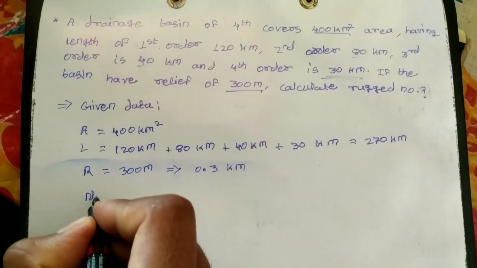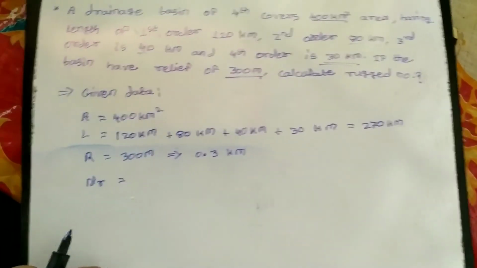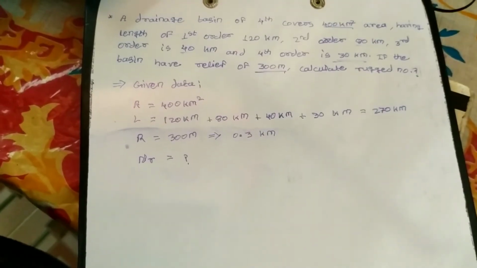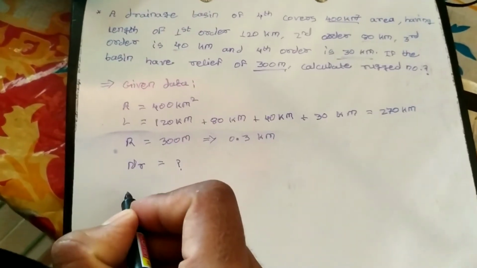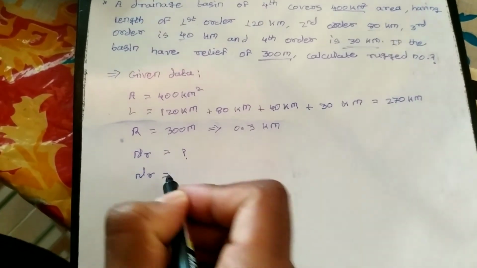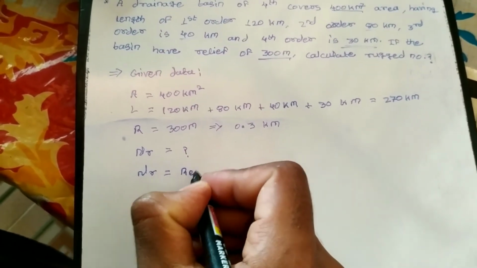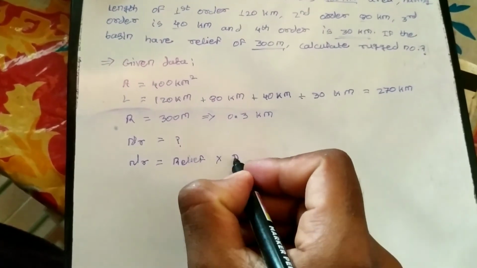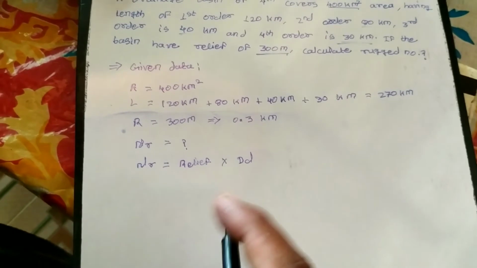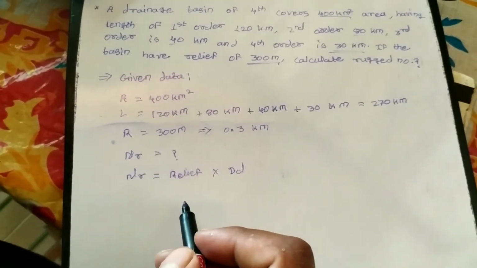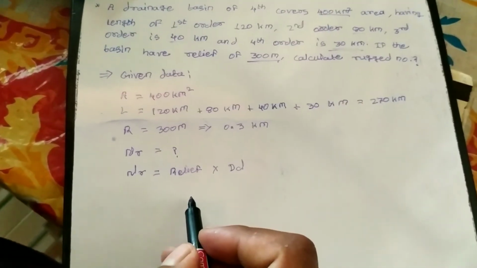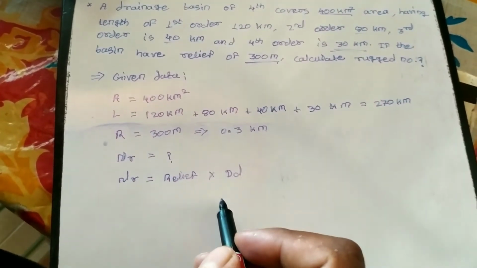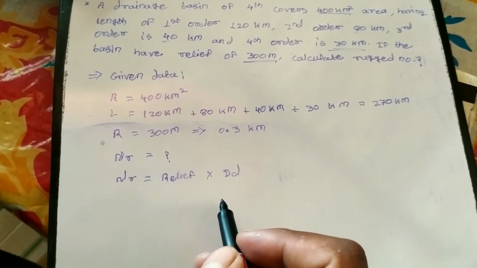So NR, we know the formula for rug number. The formula for rug number is NR equals relief into drainage density, that is DD. So it is also an easy problem like the previous one, so you can solve it very easily. Try to solve it and put your answer in the comment box.